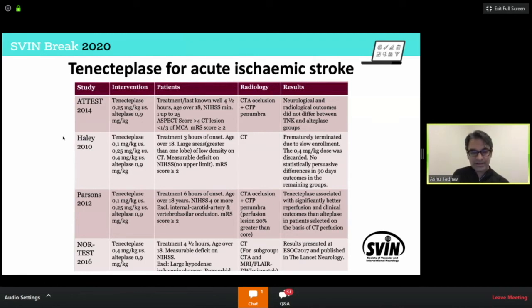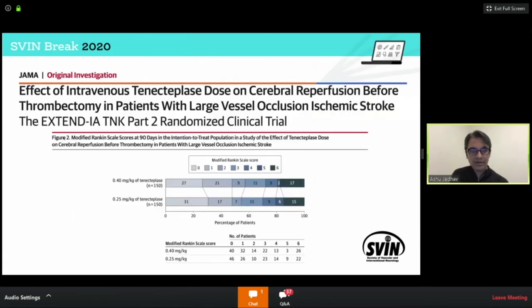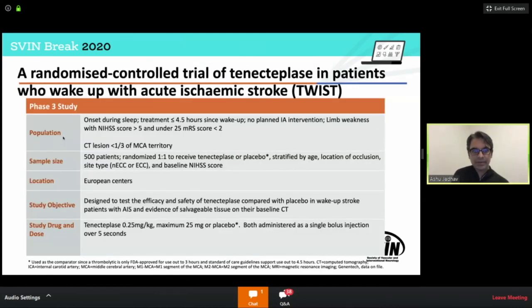In the NORTEST study, they used 0.4 milligrams per kilogram. In other studies, they've used lower doses. The EXTEND-IA TNK study did look at the two doses and found no significant difference. This was presented at ISC this year, but it was really important for us to just at least get some clarity on which dose to use. So bottom line is we can use 0.25 milligrams, which is the dose that's currently being used for the TIMELESS study. There are some other trials looking at the use of tenecteplase in the Wake Up population.